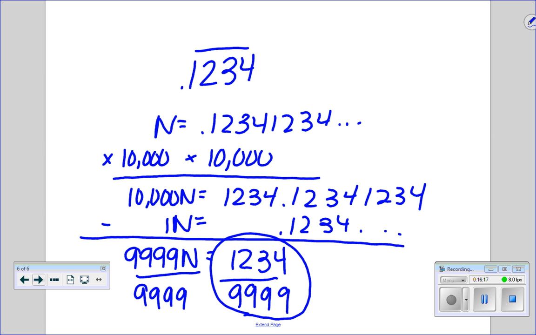Did you see what I mean? Like how to check yourself? If I divide the top and the bottom. Good. That was a good one.